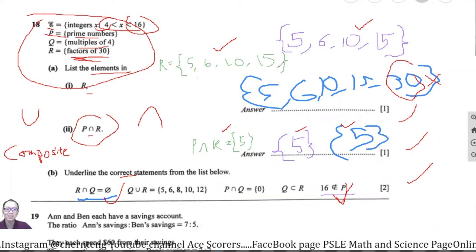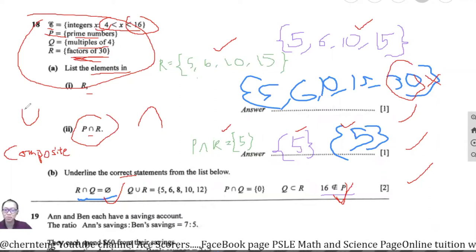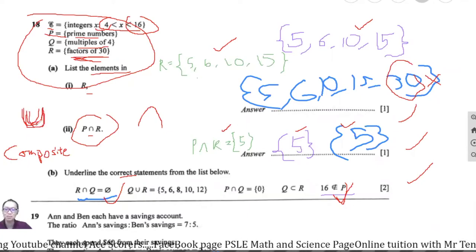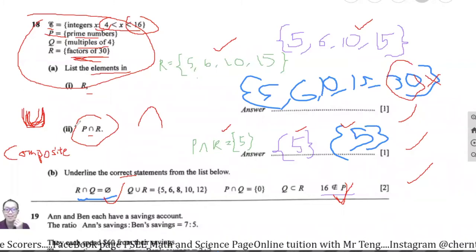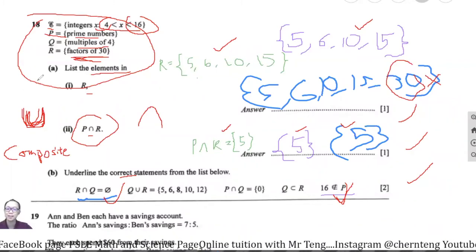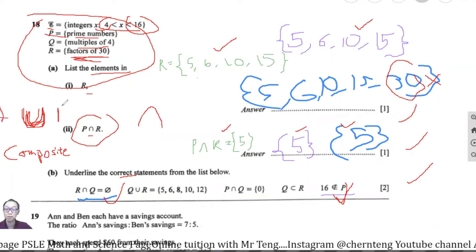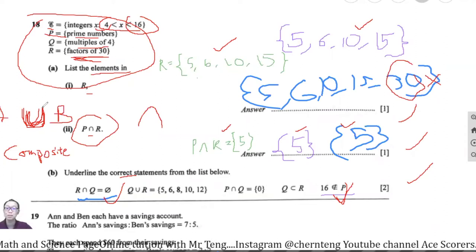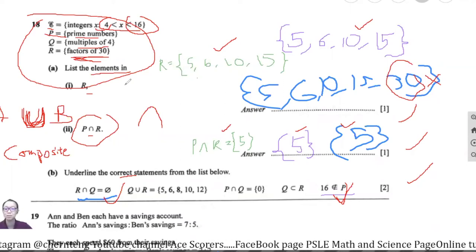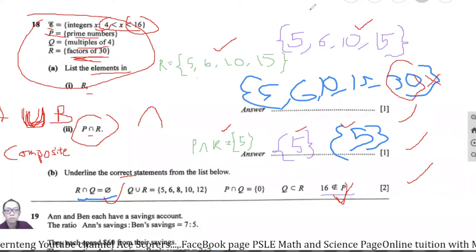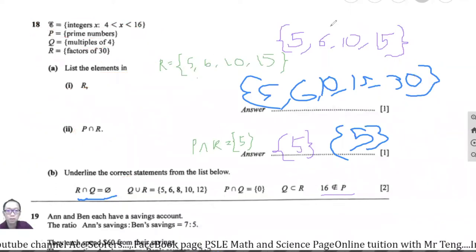Jian Yu, can you explain what union is? What's the meaning? Use your own words. All together, right? If it's A union B, that means A together with B. I want A and B together. Amelia, do you understand? Yes. So if it's R union P, that means I want R together with P, all the elements inside. Okay, so clear? Clear all.